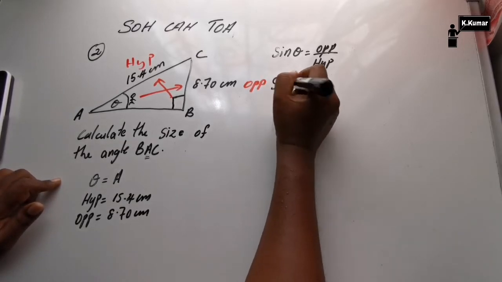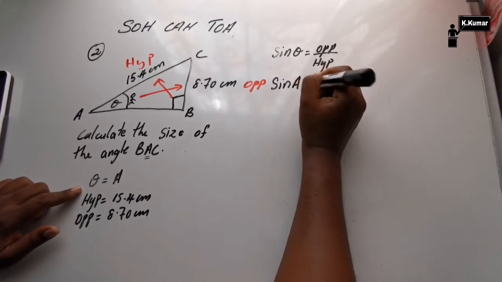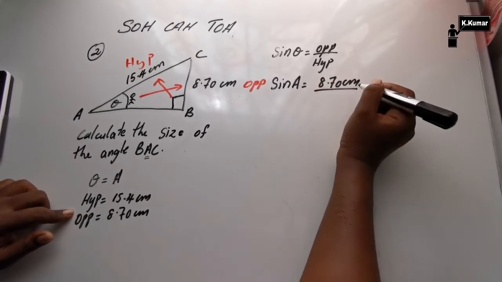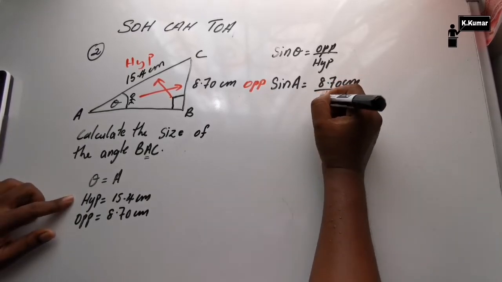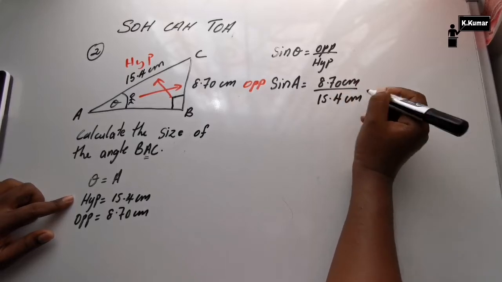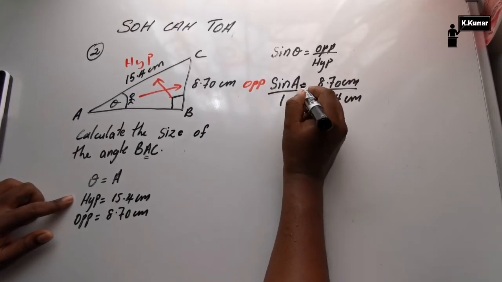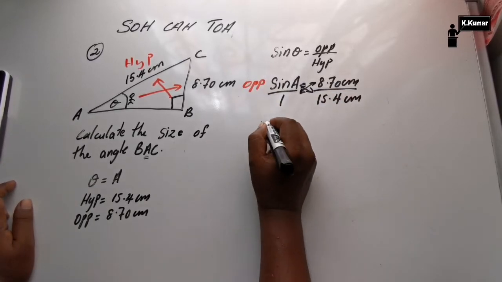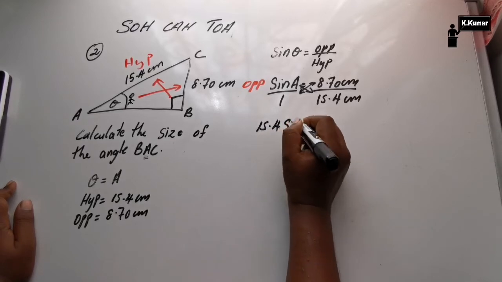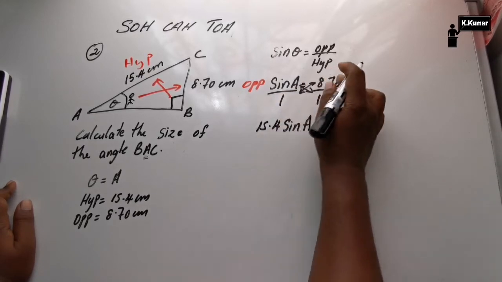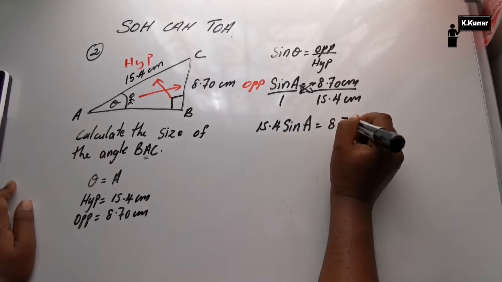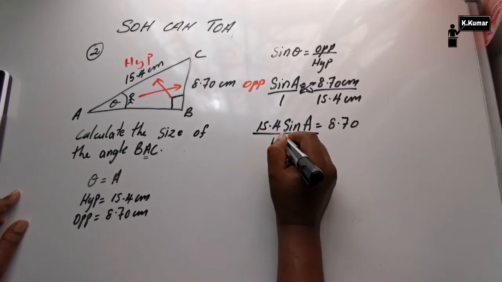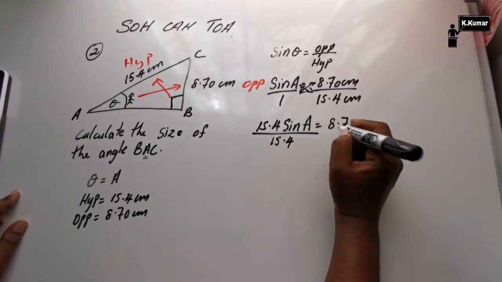Sine, we know that theta is A, is equals to the opposite side, which is 8.70 cm, divided by the hypotenuse, which is 15.4 cm. We put this over 1 and then we cross multiply. So 15.4 times sine A would give me 15.4 sine A is equals to 1 times 8.70 would give me 8.70. Again, we move the 15.4, so we divide here by 15.4, and what we do on this one side, we do the same across here.